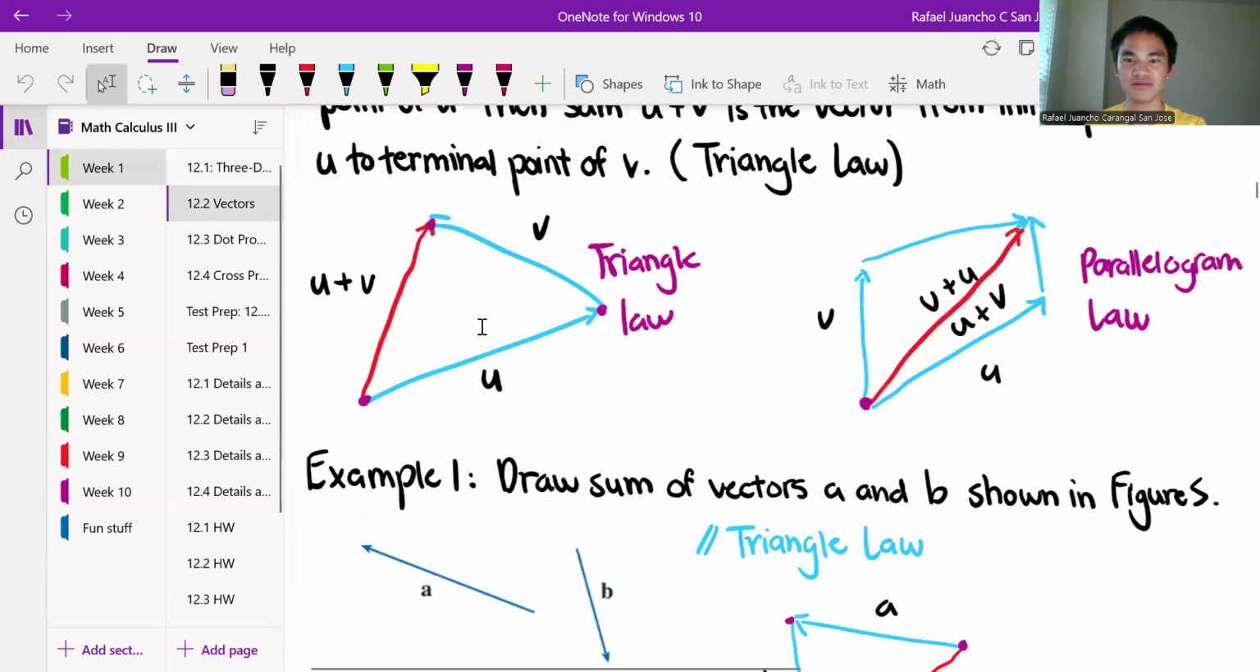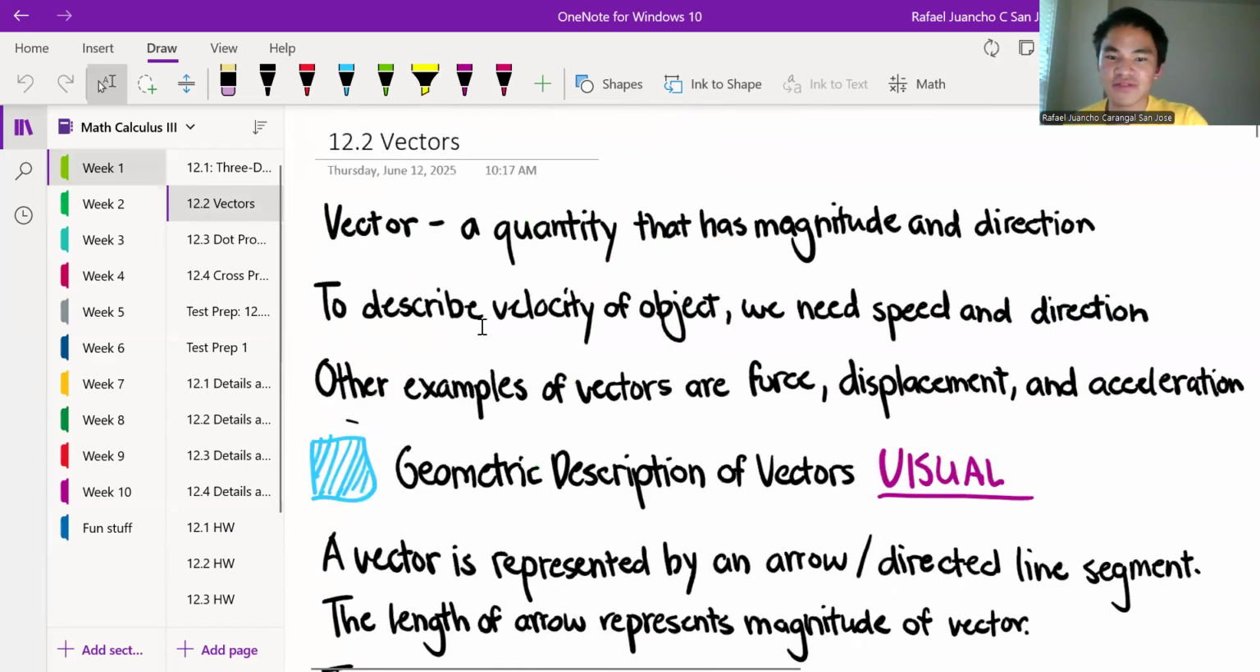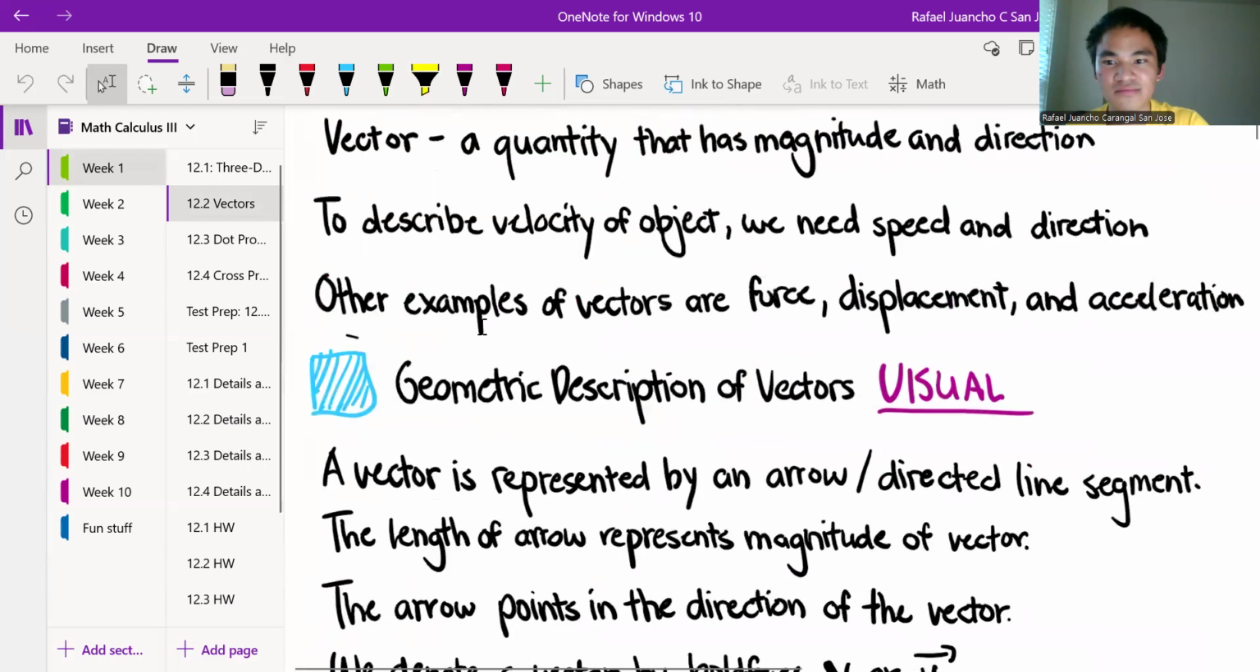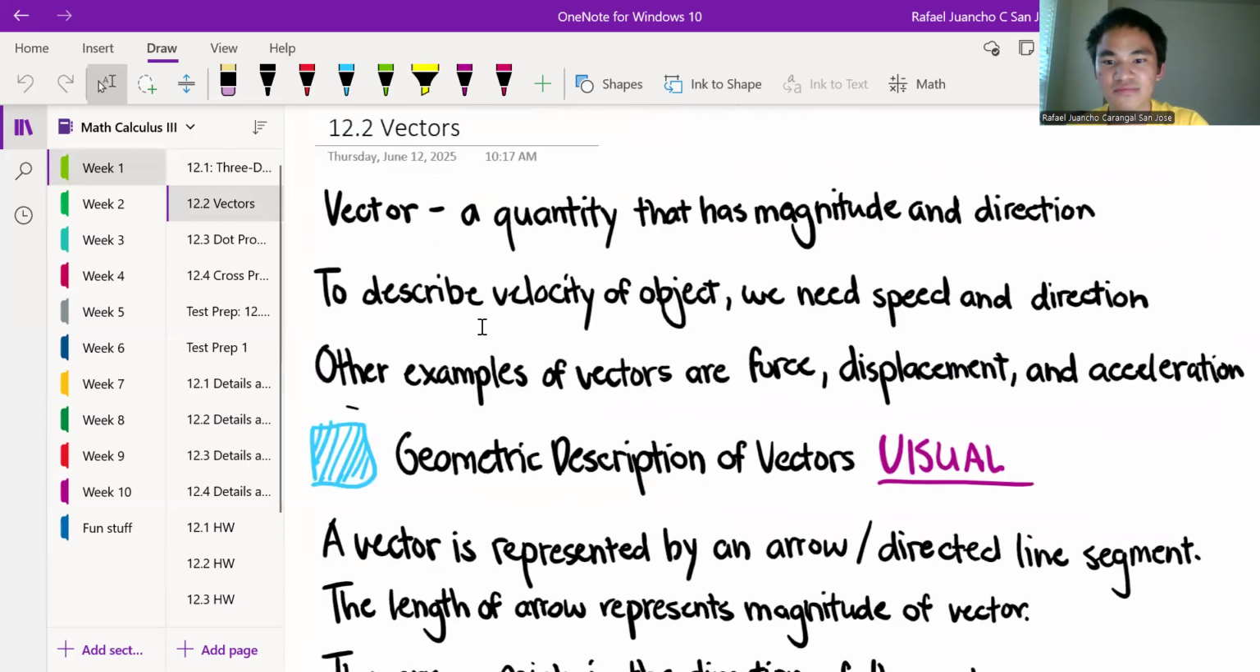Let me see. Definition of vectors. Hmm. Force, displacement, acceleration. So actually what was given is the length of that vector. It wasn't the actual vector itself. Yeah. Yeah, I was definitely wrong there.